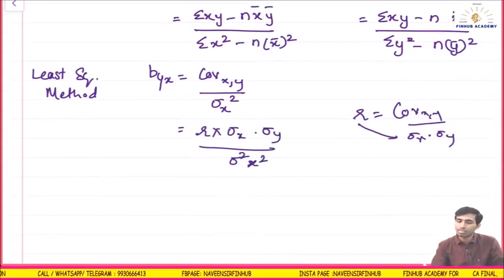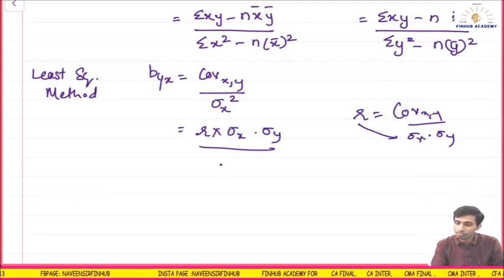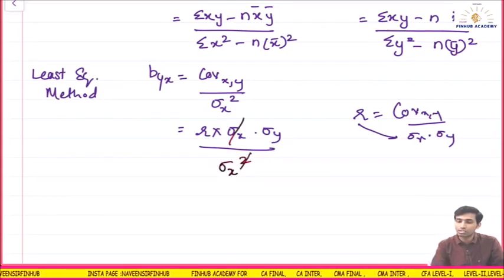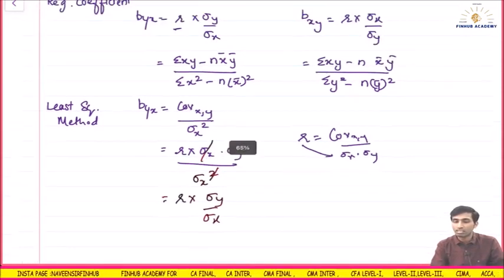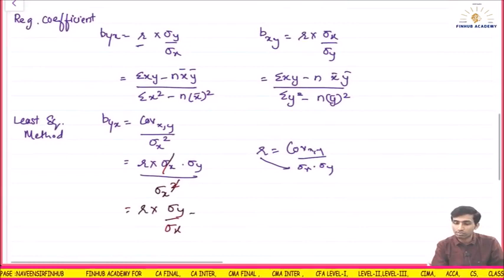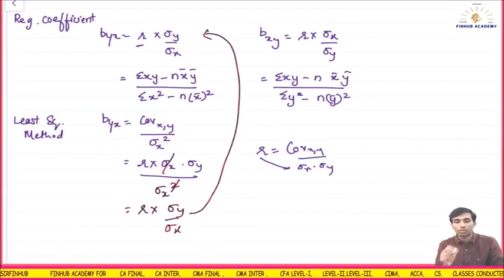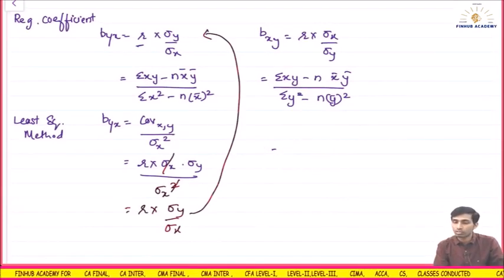So ultimately, what happens? Here one gets cancelled, this one gets cancelled. So ultimately the formula is r into standard deviation of y upon standard deviation of x. That is what I have written here. Understood? Okay, so this is how we got the formula.